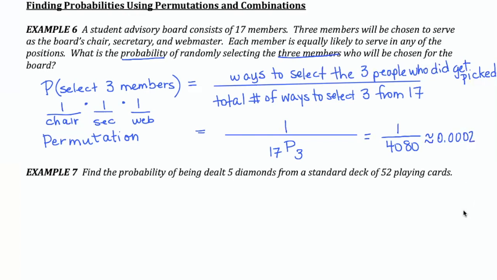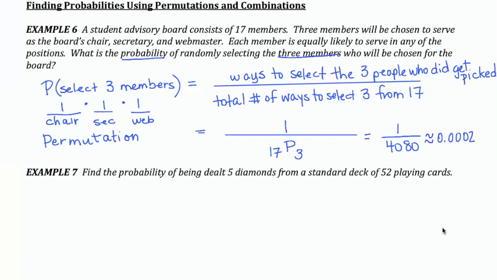0.0002. So said another way, suppose I came up to you and said, hey, my advisory board today has 17 members, and we chose 3 people to be chair, secretary, and webmaster. Try to guess who ended up in what spot. There's only one right answer out of 4,000 possible choices.